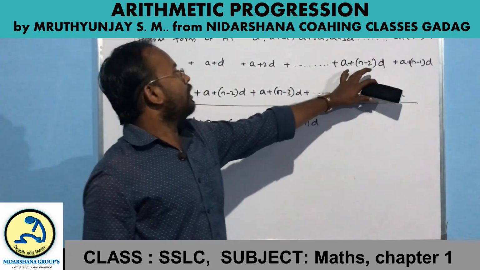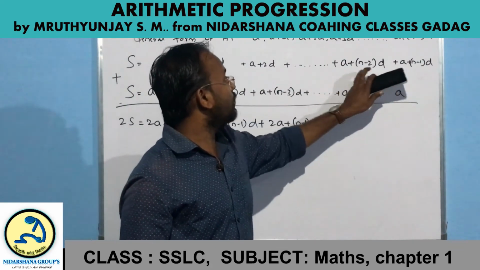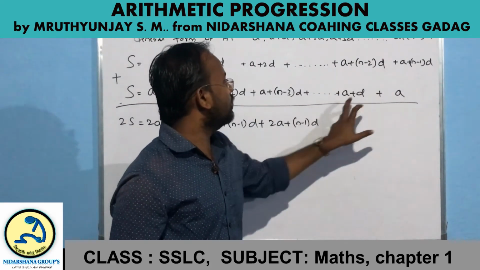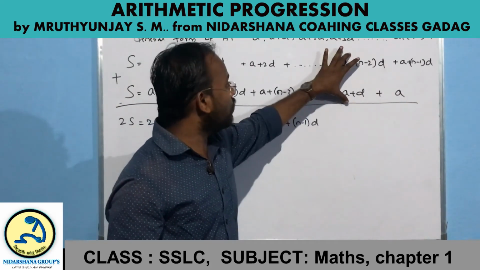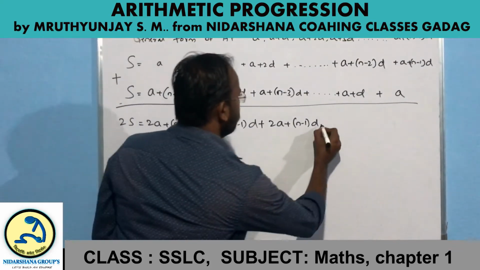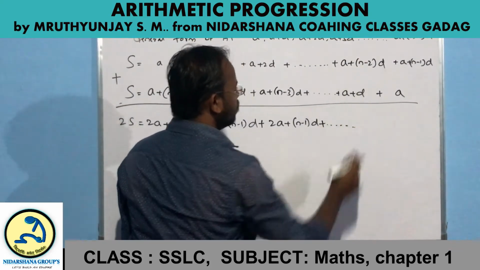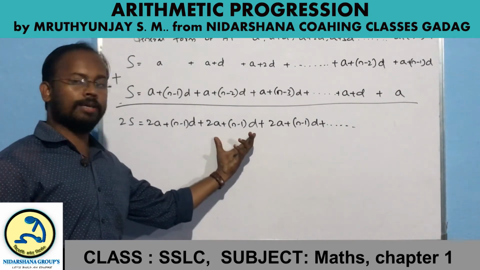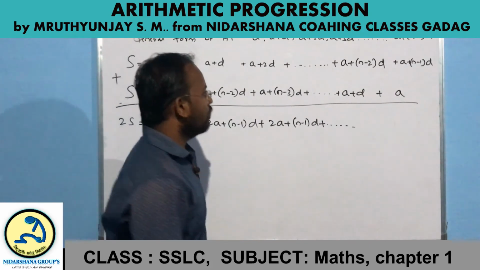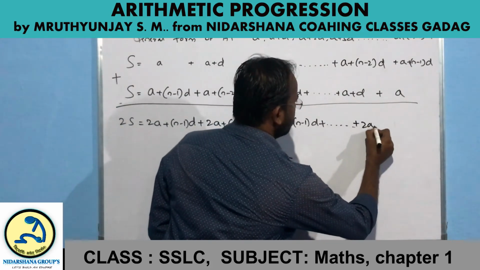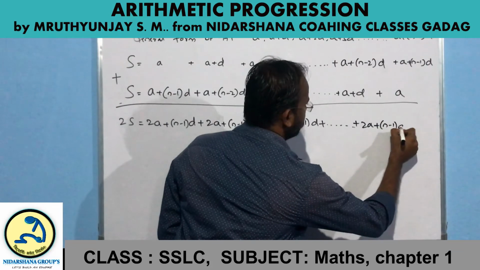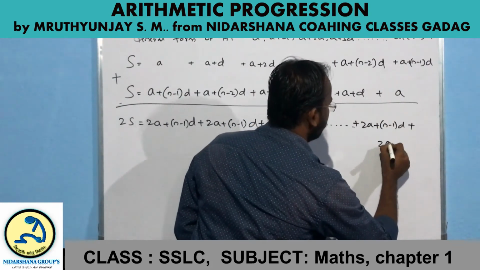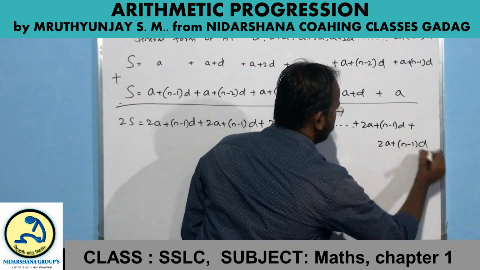Likewise, if you come here, a plus n minus 2 into d is there, and here a plus d is there. So this is also the last but one term. Here the last but one term is a plus d. So here we need to add. Similarly, here also we get the term 2a plus n minus 1 into d. So likewise, here also we get 2a plus n minus 1 into d, plus here also a plus a. Here also it becomes 2a plus n minus 1 into d.